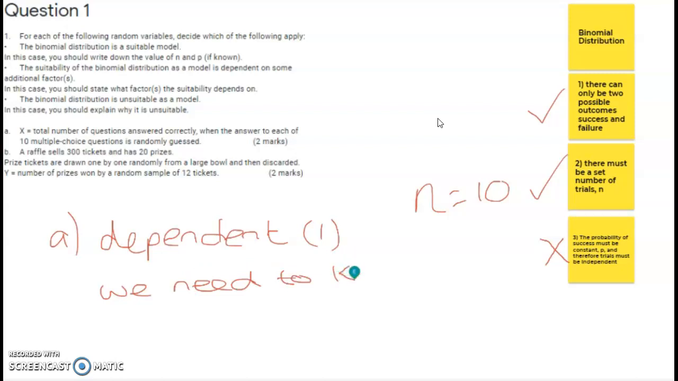So out of my 3 bullet points in this question, I have to say that it is dependent. 1 mark. And the dependency is we need to know the number of, let's call them choices, not options. So for that question, I'm looking for an answer of dependent, 1 mark, because we need to know the number of choices, and that's my 2nd mark.